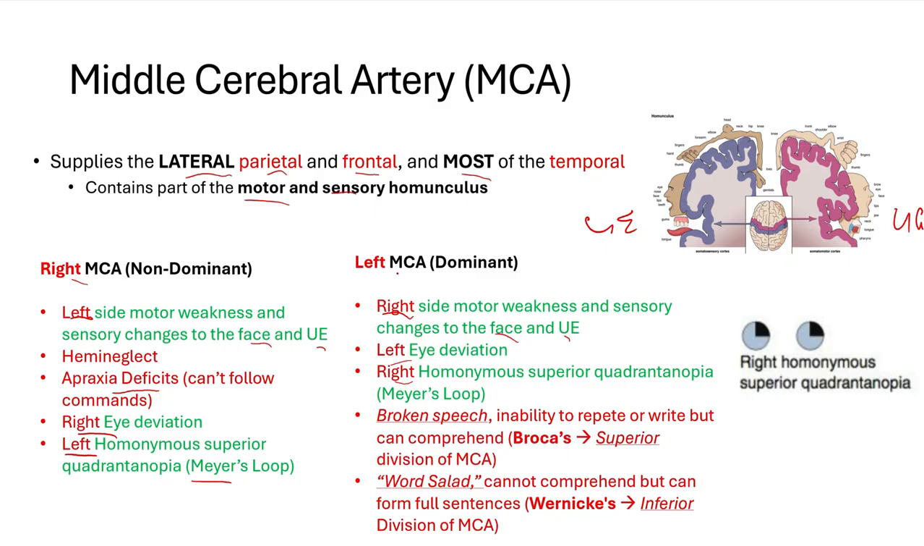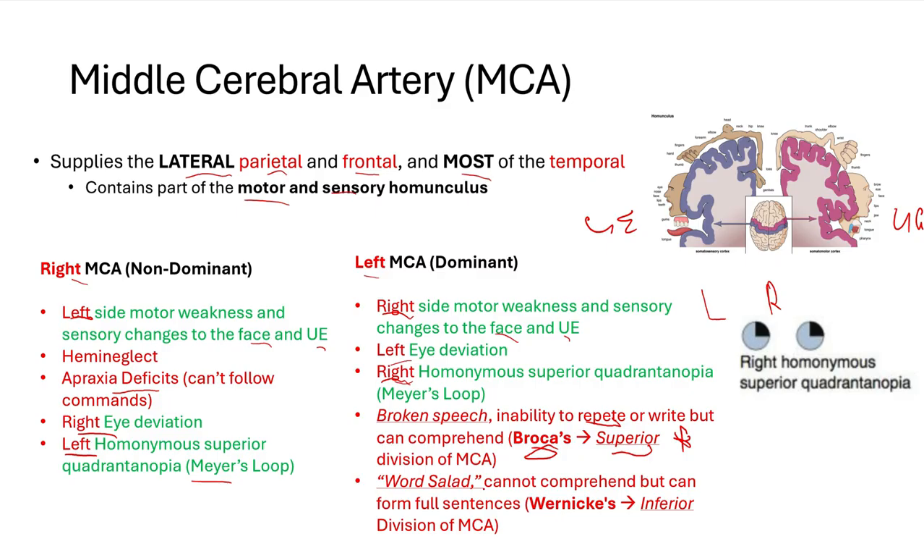So if you damage the left MCA, that'll lead to a right superior quadrantanopia. You'll also have broken speech, which affects the ability to repeat or write. Remember, you cannot repeat sentences. It is important to understand that this is associated with the superior division of MCA. The superior division of MCA, definitely know that for your board purposes.